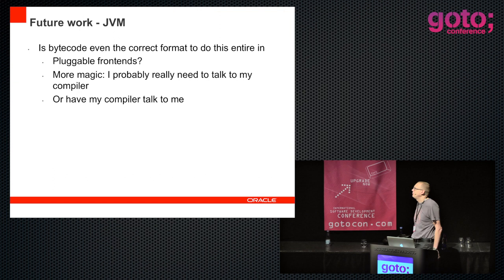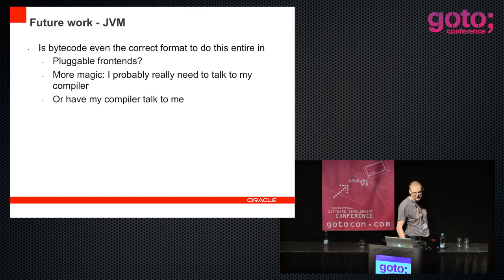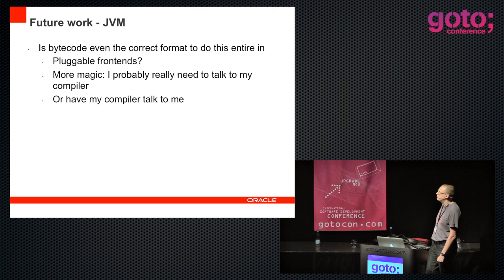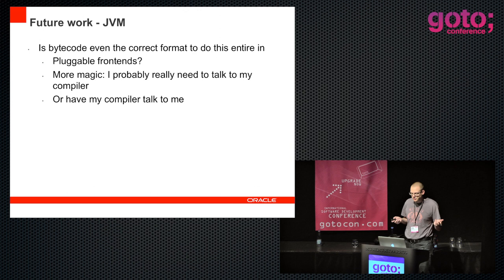If I wax poetically and look into the future, what would we like? How would it work? Maybe we should have pluggable frontends for the JVM for different languages. There's research going on into that, but then we're talking Java 10, Java 11. It would be fun if I could talk to my compiler, in this case the JIT, or my JIT could talk back to me and say, basically, here are your types. You were just special. You were just optimized.